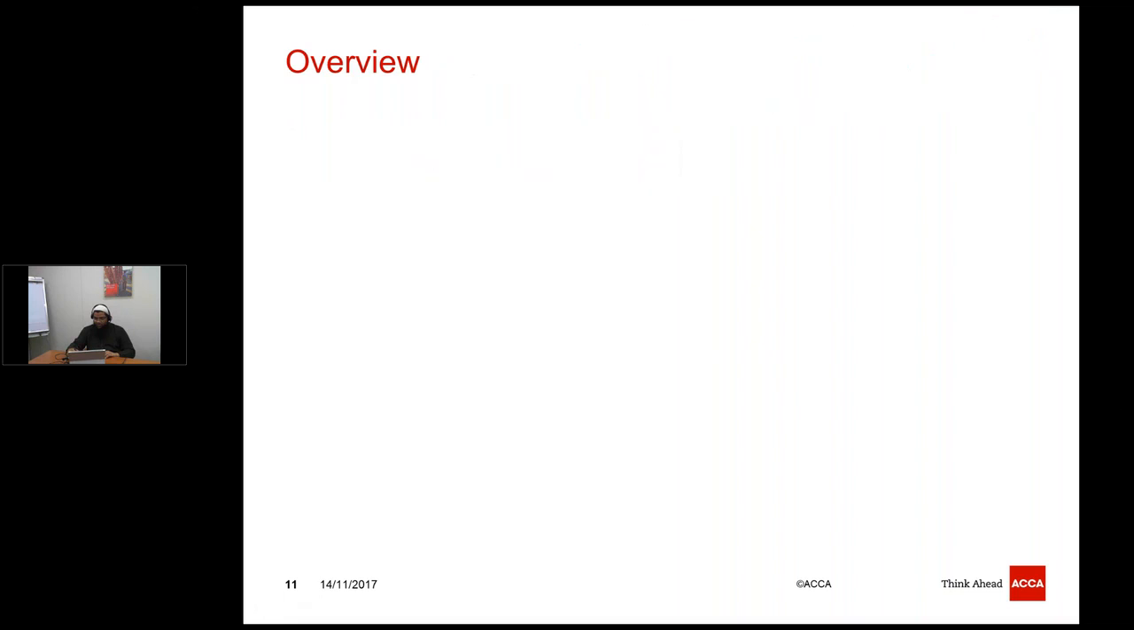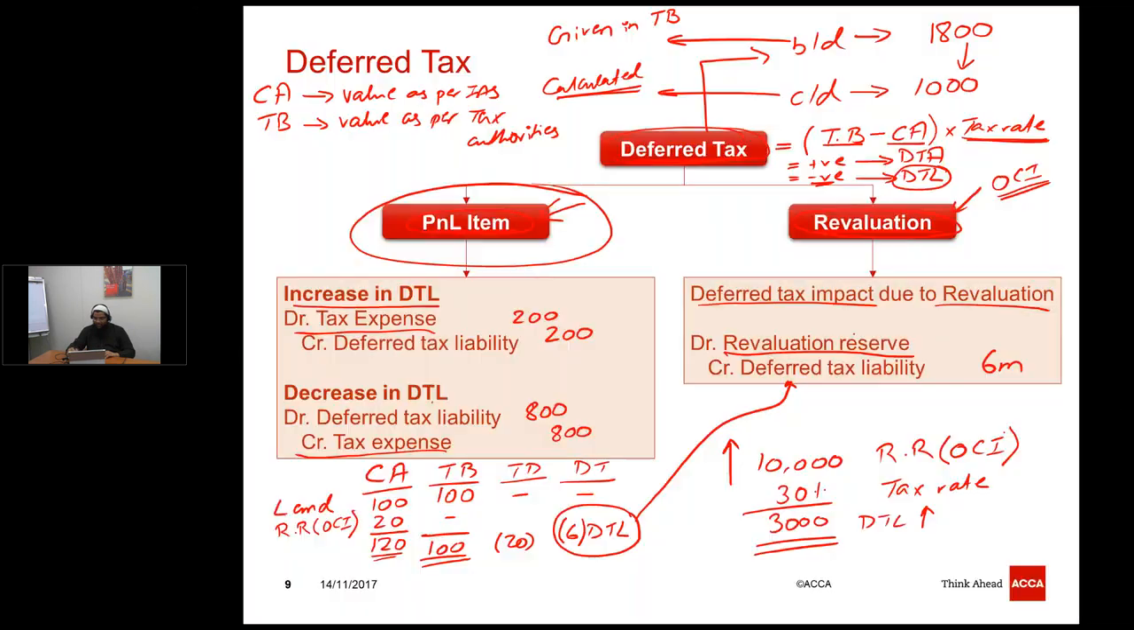Zoeb wants to take a snapshot of the previous slide. Zoeb, here you go. Quickly take the snapshot.